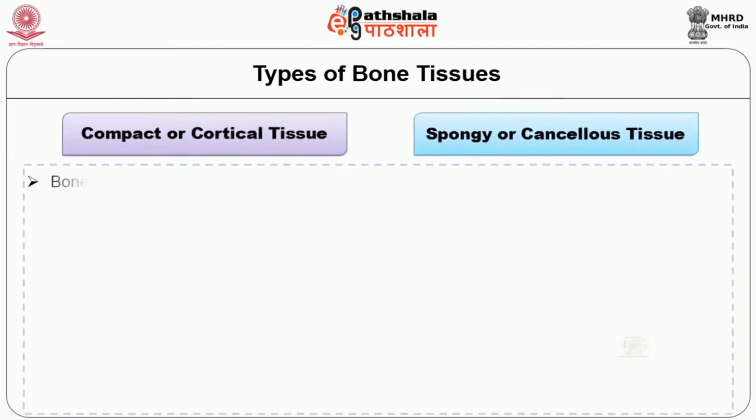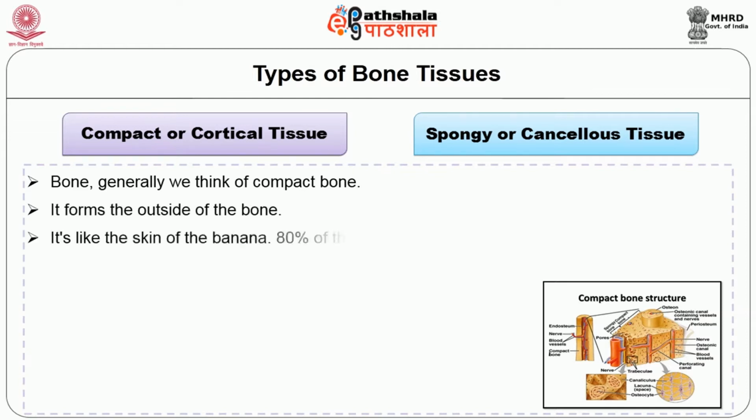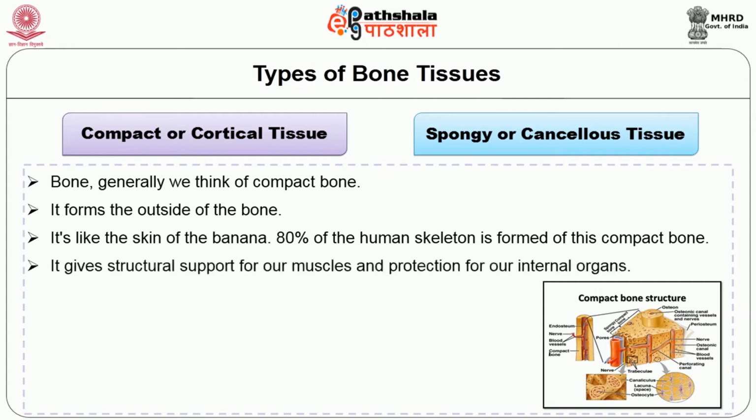When we say the word bone, generally we think of compact bone. It forms the outside of the bone. It is like the skin of the banana. 80% of the human skeleton is formed of this compact bone. It gives structural support to our muscles and protection for our internal organs.